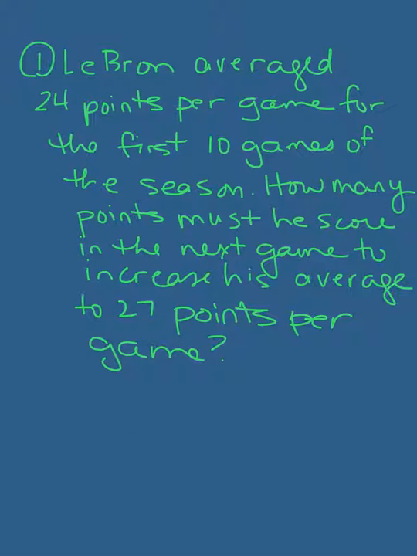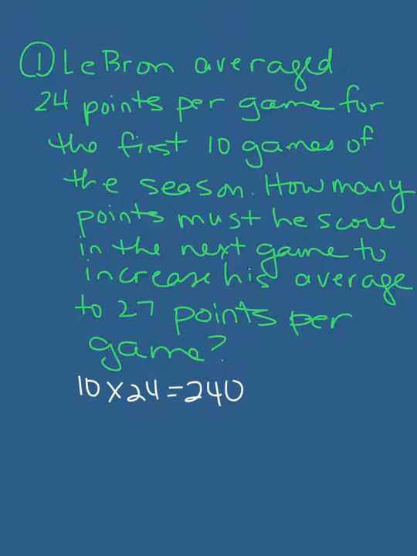Let's look at a different set of data. It says LeBron averaged 24 points per game for the first 10 games of the season. How many points must he score in the next game to increase his average to 27 points per game? So again, let's figure out how many points he has so far. In the first 10 games, 24 points is his average. So that leaves a total of 240 points he scored so far in those 10 games.